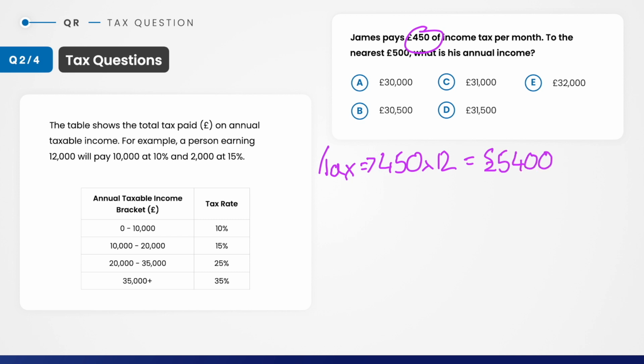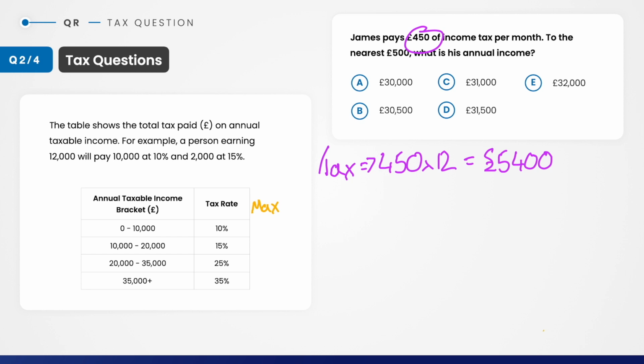Grand, so that is how much they pay tax total. So for James here, we're going to need to work out what tax bracket he actually lies in. So if we think about just what could be the maximum tax paid in each bracket. So for the first bracket here, we have 10%. If he has over that full 10,000, then he's going to pay 10% on that 10,000.